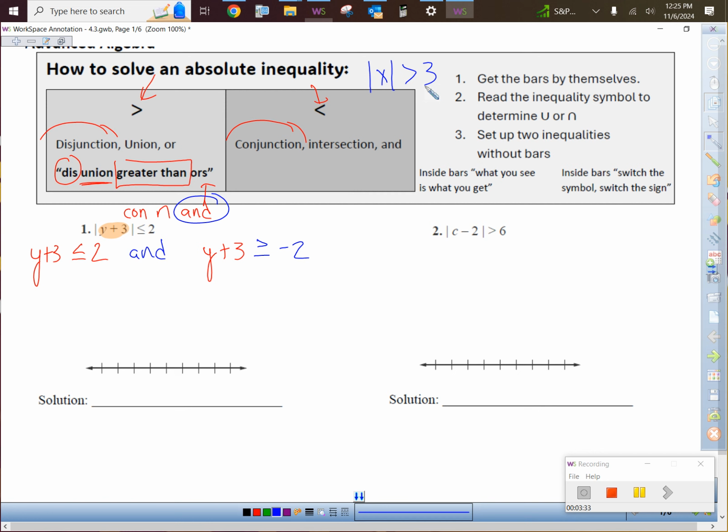Are you with me on that? We took what's in the bars. We said it's got to be what you see, bigger than 3, or you take what's in the bars and make it switch the symbol, less than negative 3. That would be a true statement. But here, now we're on easy street.